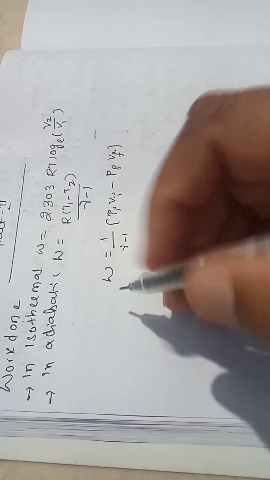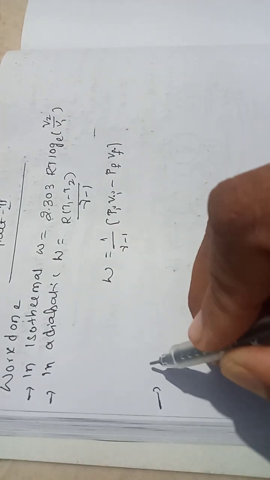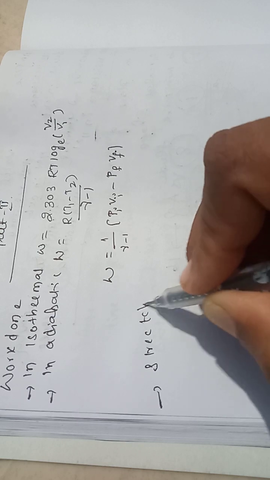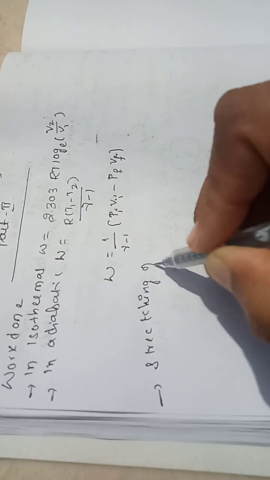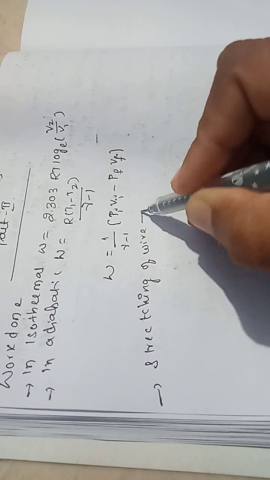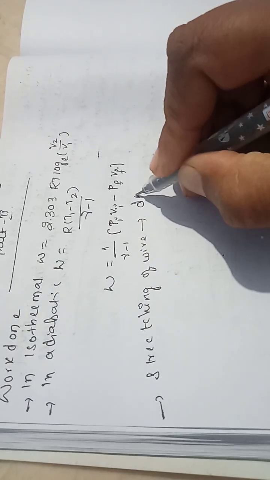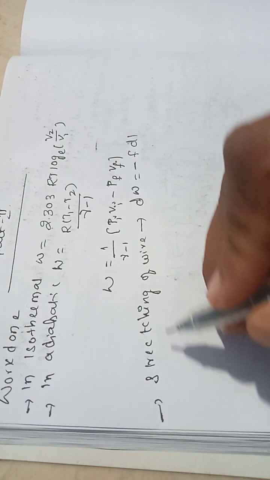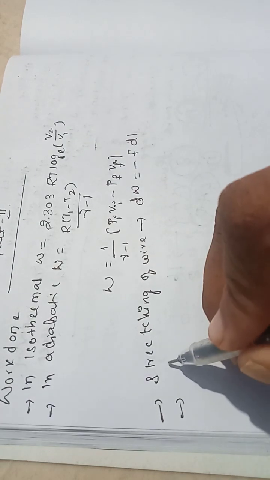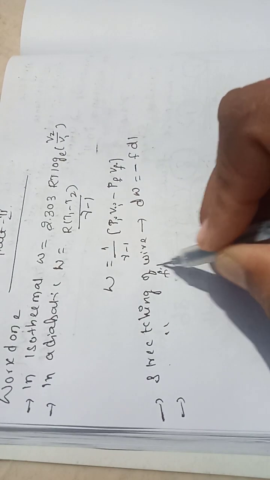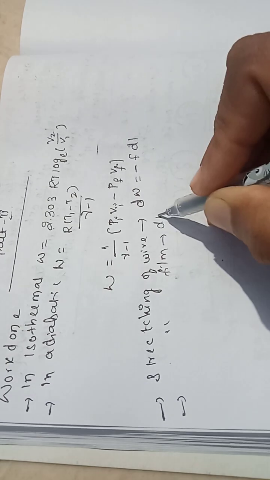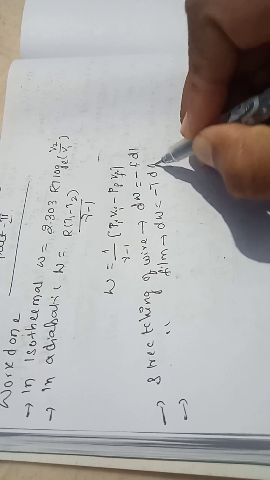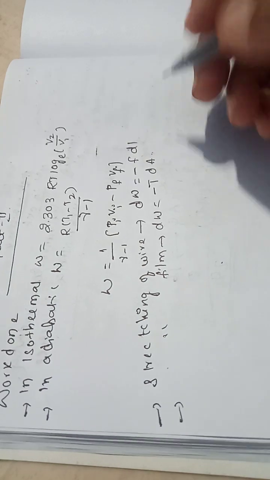Now next, work done during stretching a wire. dW is equal to minus F dl. Work done during stretching a film: here F is force, T is tension, A is area, L is length.